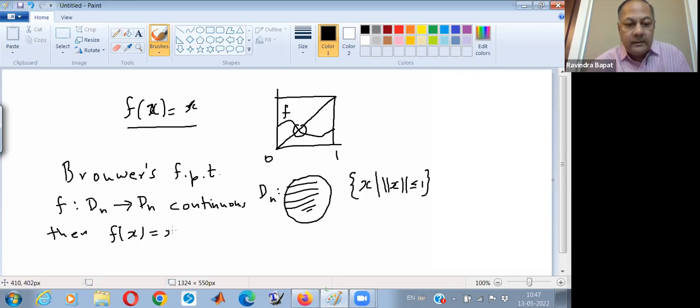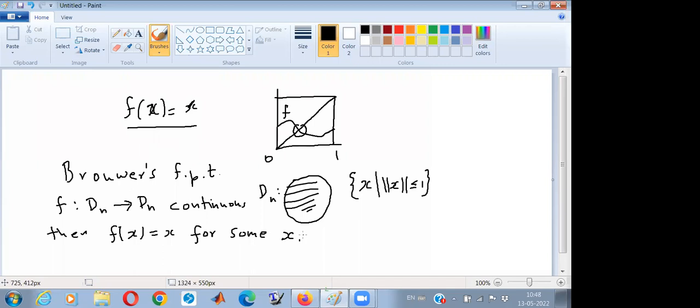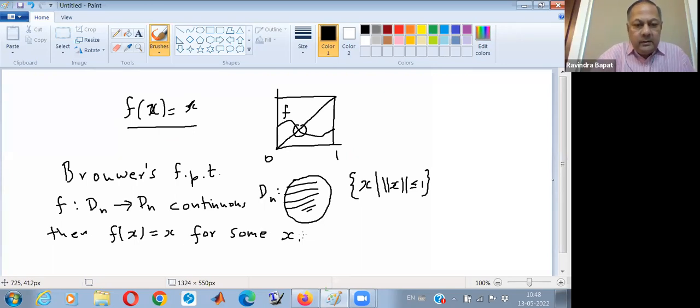f(x) is equal to x for some x. You might be wondering what this has to do with Perron's theorem, but very soon you will see that it's a very natural technique. Brouwer's fixed point theorem has many applications in fields like economics, game theory, or computational mathematics.